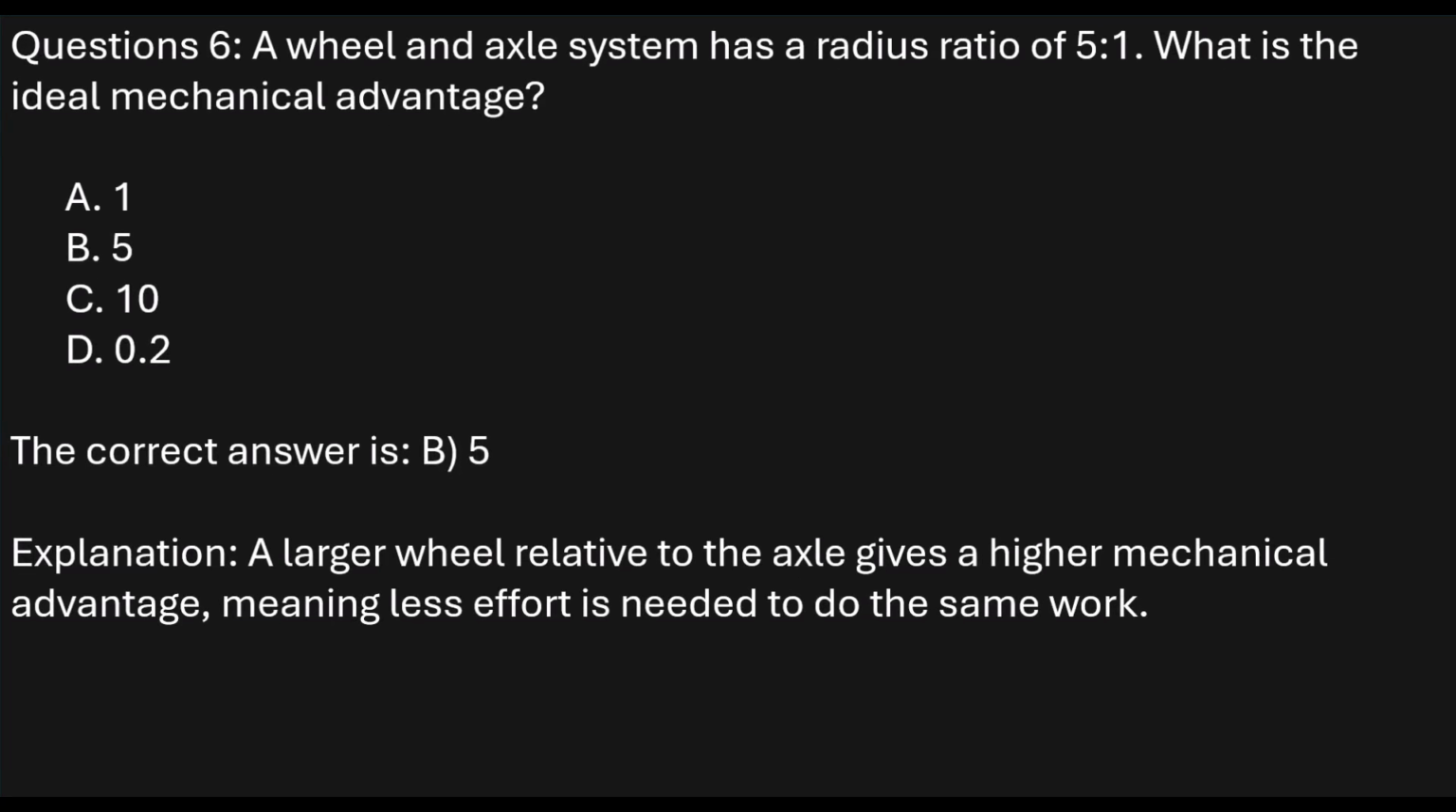So a wheel and axle system has a radius ratio of 5 to 1. What is the ideal mechanical advantage? Option A, 1. Option B, 5. Option C, 10. Option D, 0.2. The correct answer is B, 5. Explanation: a larger wheel relative to the axle gives a higher mechanical advantage, meaning less effort is needed to do the same work.